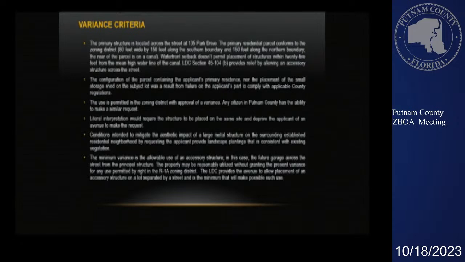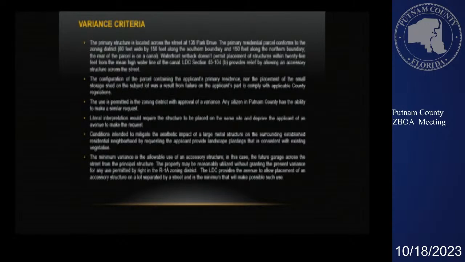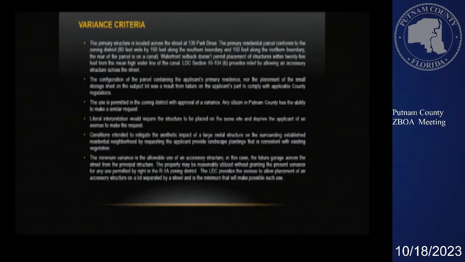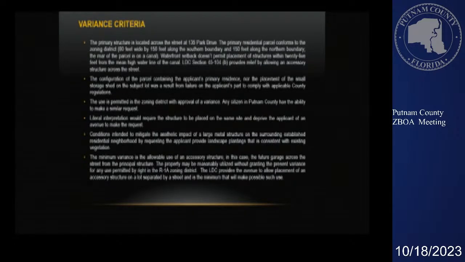Conditions are intended to mitigate the aesthetic impact of the large metal structure on the surrounding established residential neighborhood by requesting the applicant provide landscape planting that is consistent with the existing vegetation. The minimum variance is the allowable use of an accessory structure, in this case, the future garage across the street for the principal structure. The property may be reasonably utilized without granting the present variance for any use permitted by right in the R1A zoning district. The LDC provides the avenue to allow the placement of accessory structures on a lot separated by a street and is the minimum that would make possible such use.